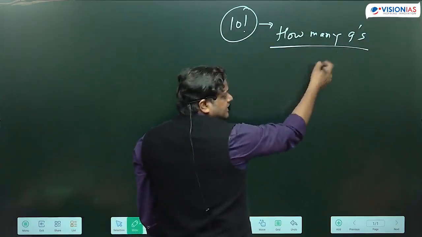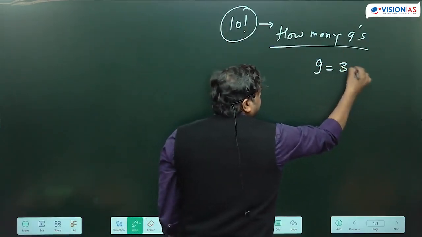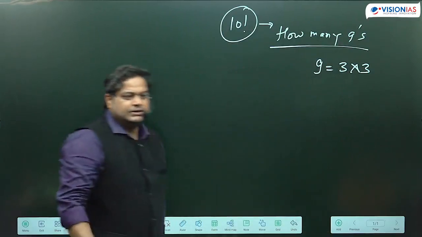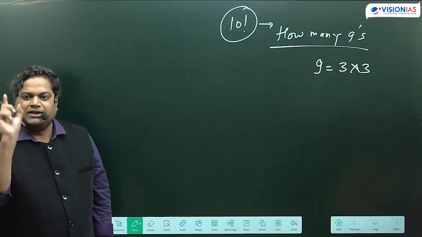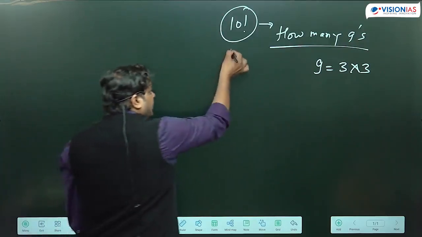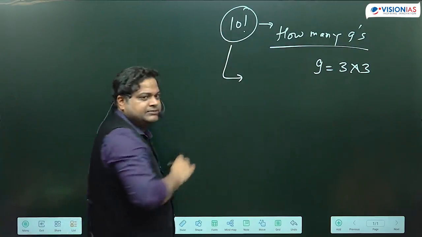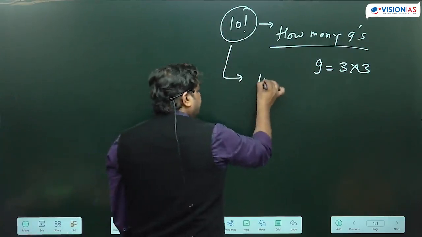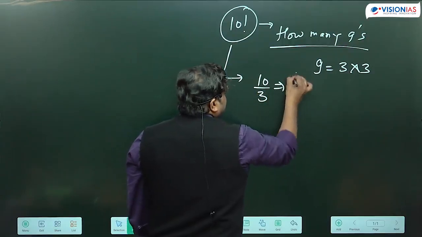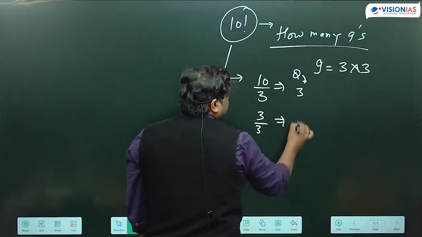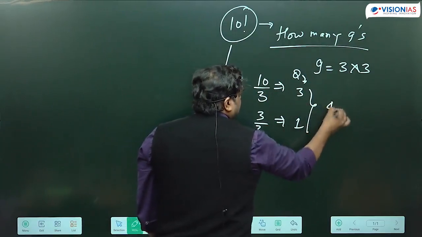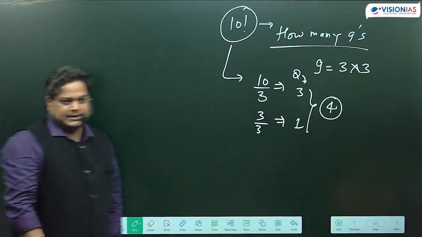अब 9s पूछ रहा है, 9 को we can write 3 into 3. That means 2 3s की हेल्प से we can have 1 9. तो 10 फैक्टोरियल में we can calculate कि how many 3s we are getting. 10 को 3 से डिवाइड करा, 3 को 3 से we are getting 1. Total 4 3s we are getting.